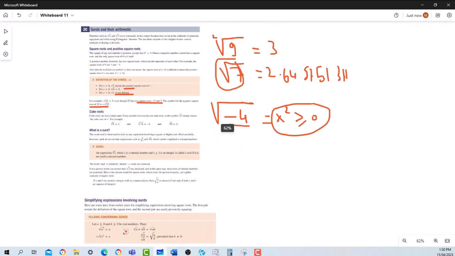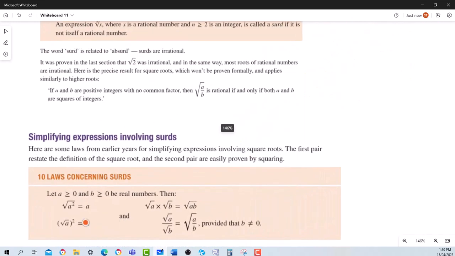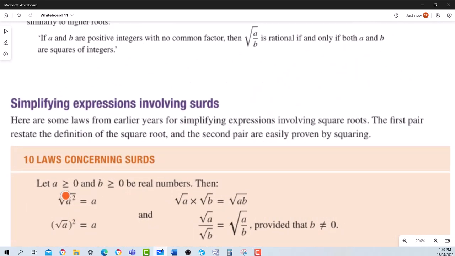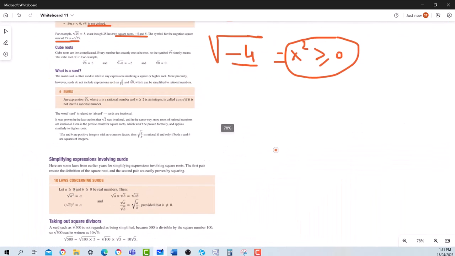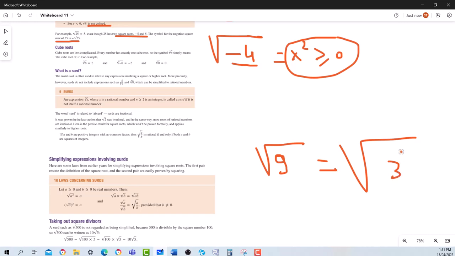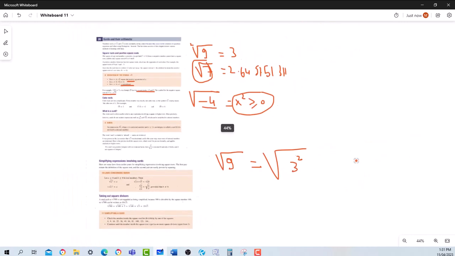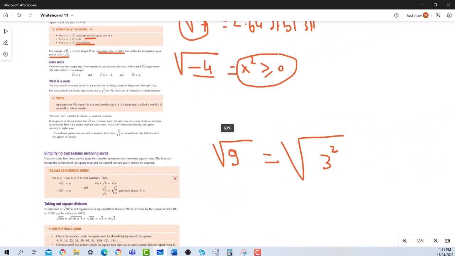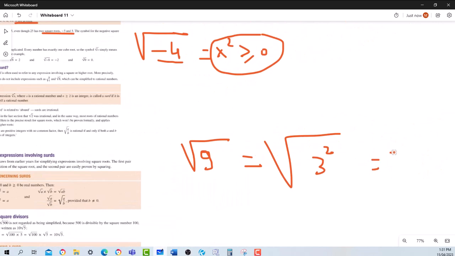Let's move to the laws concerning surds. The square root of a squared is always a. Let's say the square root of 9. The square root of 9 can be written as the square root of 3 to the power 2. Using that formula, we know that this is 3. In fact, there is a hidden 2 in the square root, so we can simplify and get 3.